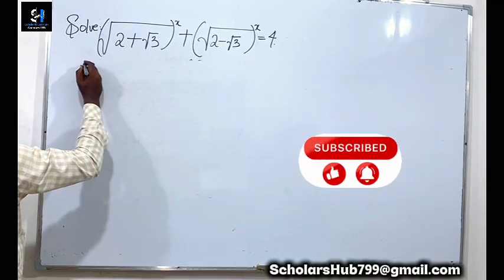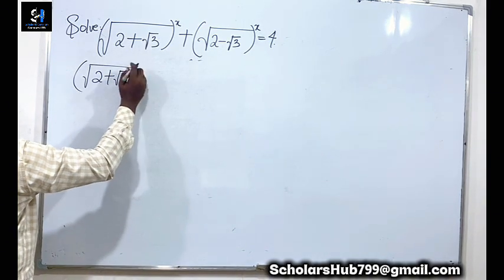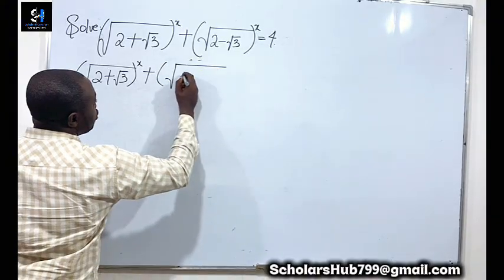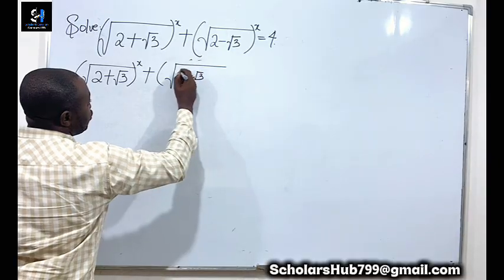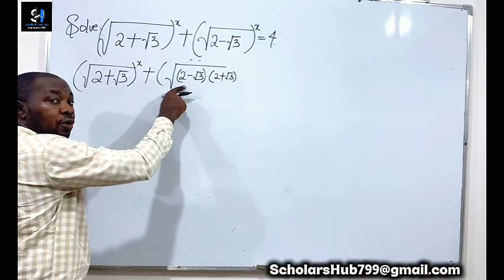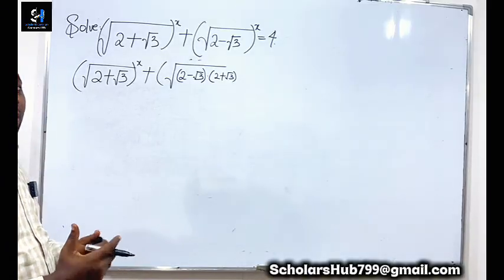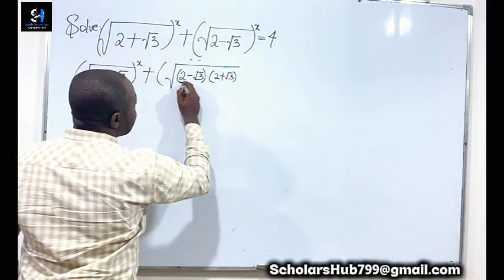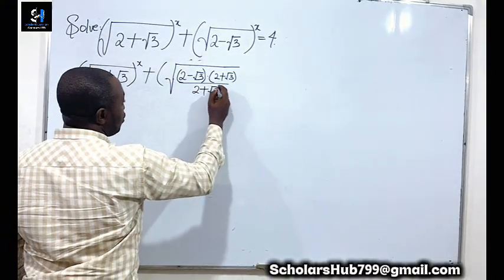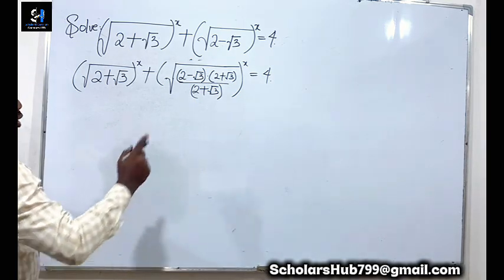So what I will do is write this again: parentheses radical 2 plus root 3, all raised to the power of x, plus parentheses radical 2 minus root 3 multiplied by 2 plus root 3, which is the conjugate of 2 minus root 3. You know, the conjugate of a surd is a similar surd with opposite sign. Then I'll divide this product by the conjugate of 2 minus root 3, which is 2 plus root 3, and then raise everything to the power of x, equals 4.